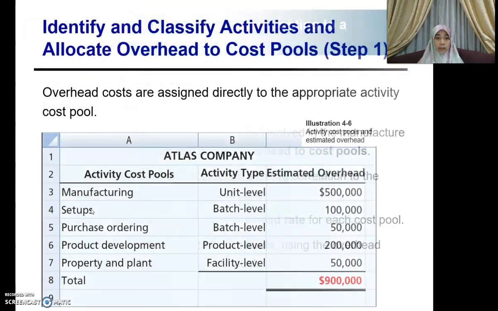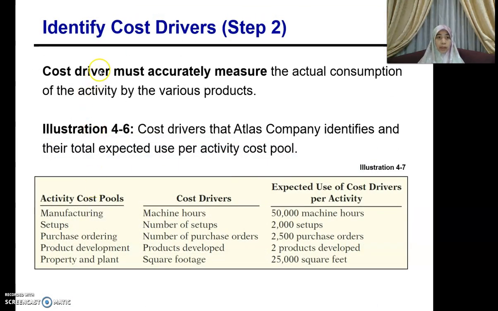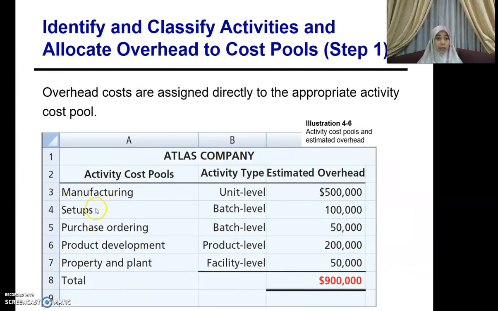So in this case, the second step is you need to identify the cost drivers. The cost driver must accurately measure the actual consumption of the activity by the various products. So the cost drivers that Atlas company identifies and their total expected use per activity cost pool. So for example, you have the manufacturing. This is your activity cost pool. And then you have identified, this is the cost that you incur, 500,000 is the cost that you incur for manufacturing activity.